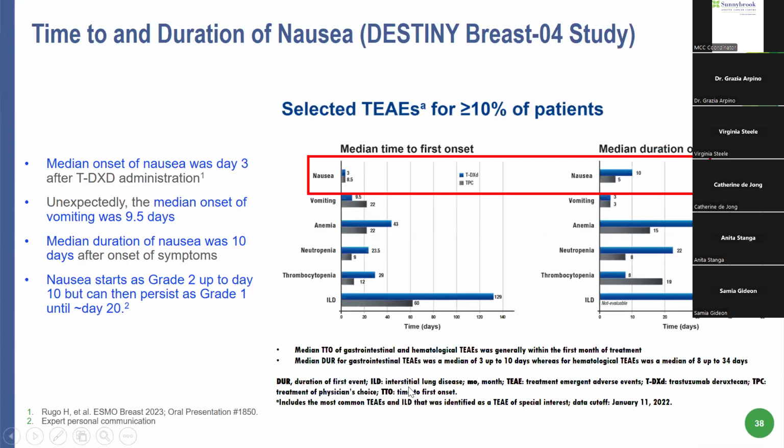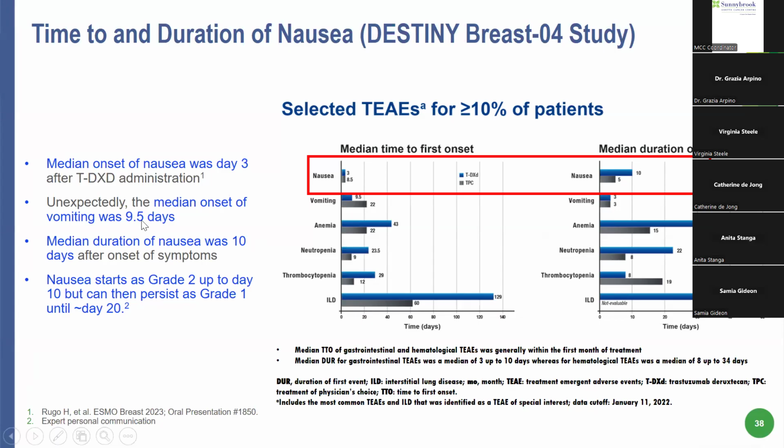When does the nausea start? Usually the median onset of nausea was day 3, and for vomiting it is a little bit delayed, by day 9 or day 10, so it's a little bit later. This is surprising because usually the two side effects are often related. The median duration of grade 1 nausea is 10 days, and a few patients actually get nausea even later than day 10.